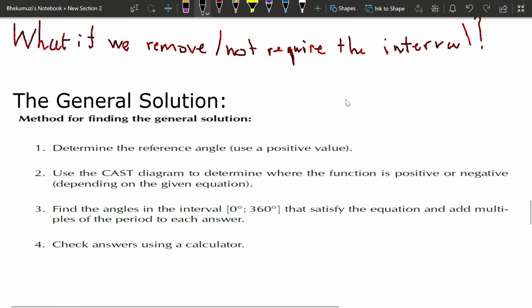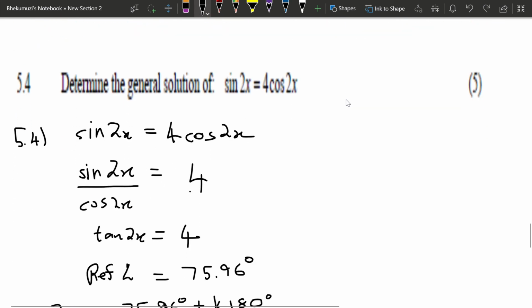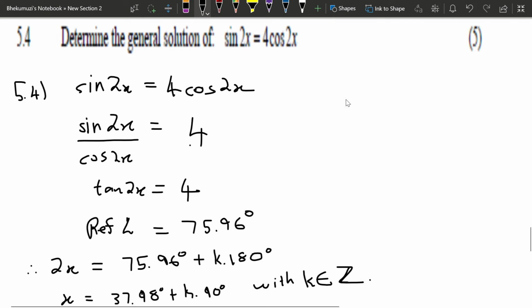There are 4 steps to finding the general solution: determine the reference angle, use the CAST diagram, find the angles in the intervals, and then check your answers using a calculator. So here's an example from a past paper. Determine the general solution of sine 2x equals 4 cos 2x. You can divide by cos 2x on the other side, and then it would be sine 2x over cos 2x, which is an identity, therefore tan 2x equals 4.